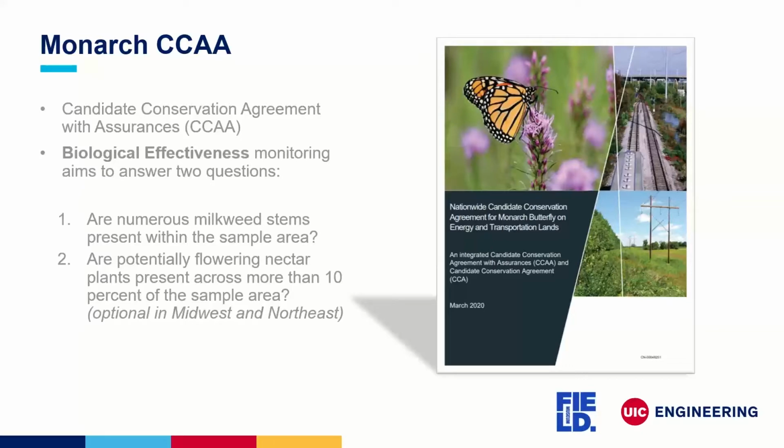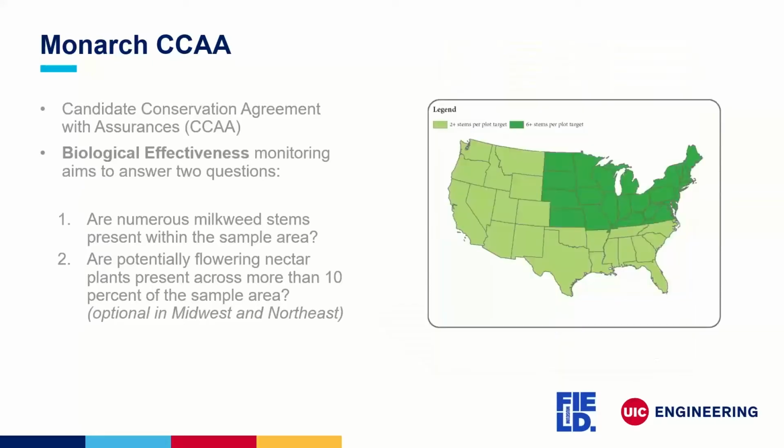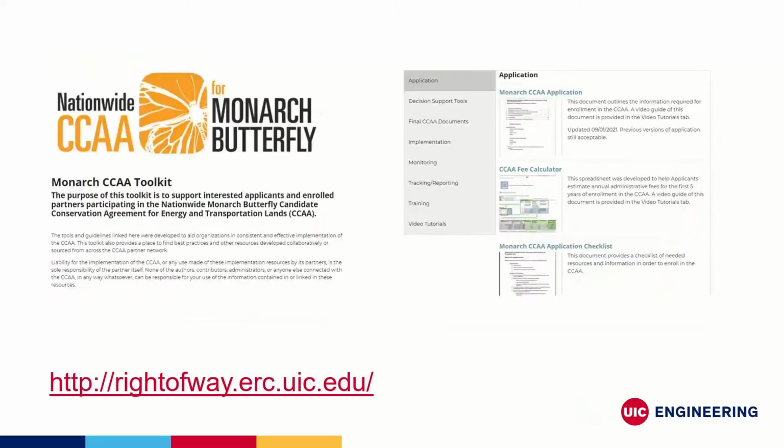One important part of the Monarch CCAA is biological effectiveness monitoring, which is used to track the net benefit of conservation measures and inform adaptive management strategies to improve monarch butterfly habitat. Biological effectiveness is achieved by meeting minimum density of milkweed stems per acre and/or a minimum % coverage of potentially flowering nectar plants. These required metrics are dependent on your monitoring region. Adaptive management is triggered when biological effectiveness thresholds are not met, but does not indicate non-compliance with the agreement.